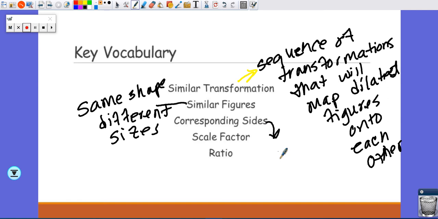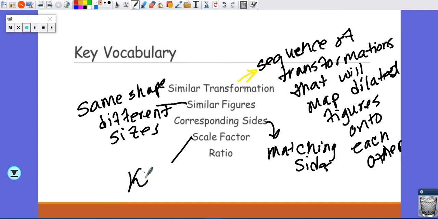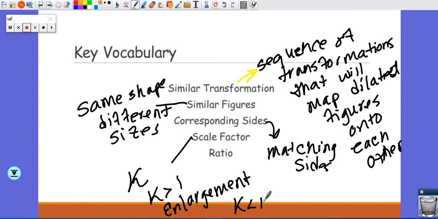Corresponding sides means matching sides, and I'll show you what that means. A scale factor is represented by K, and if K is greater than 1, we get an enlargement. And the scale factor is the multiple by which the picture is blown up or reduced. If K is less than 1, then we get a reduction.